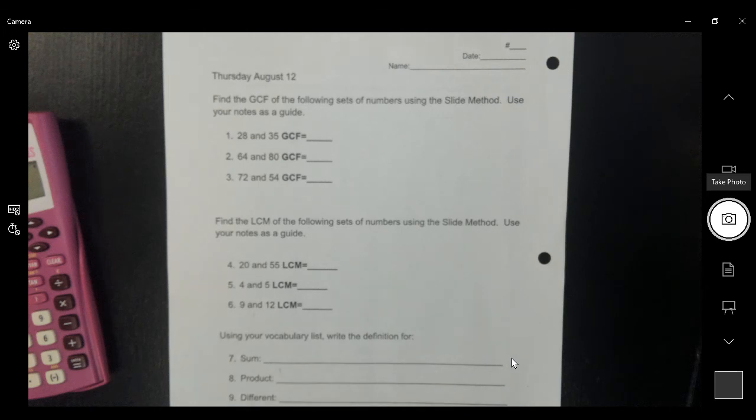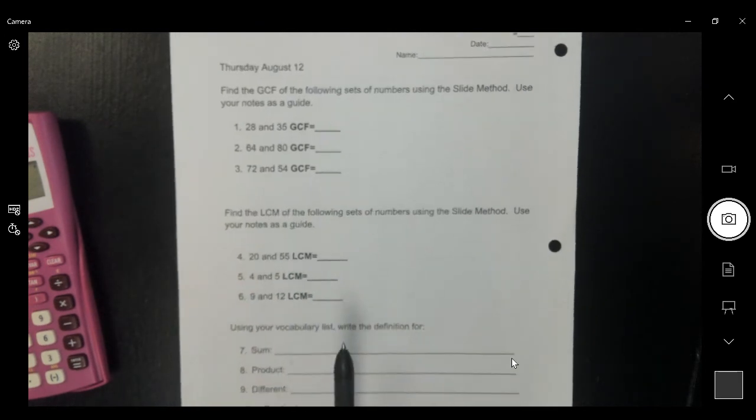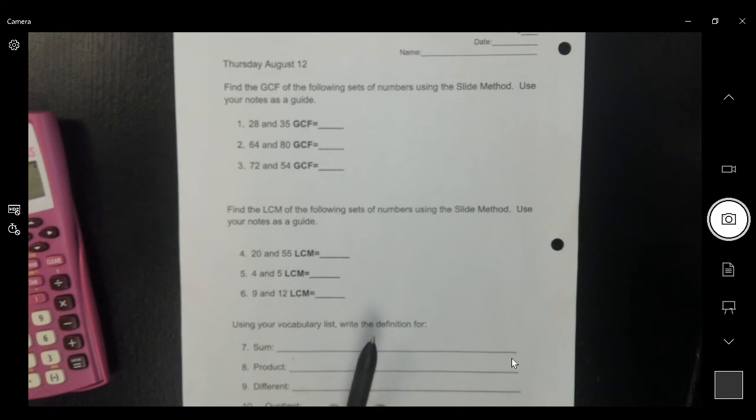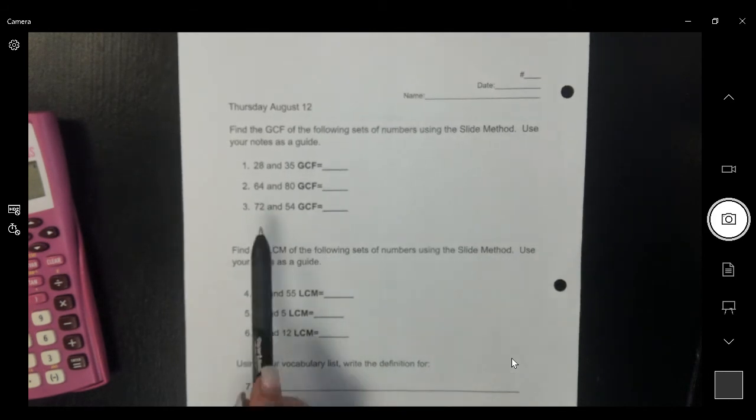All right, our homework for tonight is a mixture of review that we've been doing this week. If you'll notice, the first 3 problems are GCF and the other 3 are LCM problems. So you really need to remember the difference between the two, but it doesn't change until step 5. So I'm going to do number 2 and number 5 with you all.